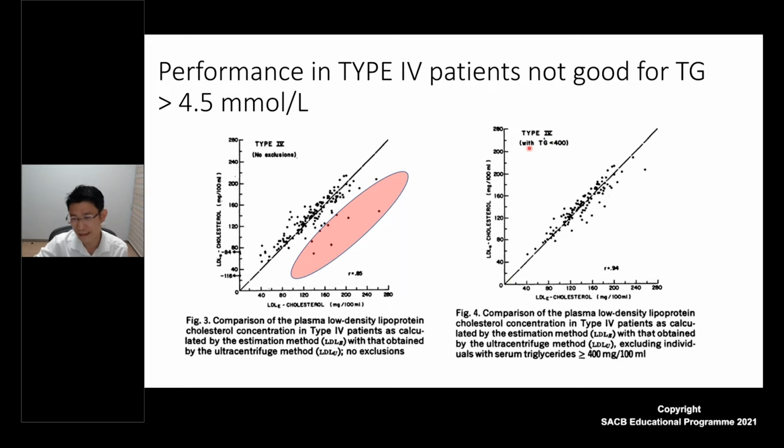This is in type 4 lipoprotein disorder. Type 4 is people with a lot of VLDL. So you can see TG less than 400, because they're using mg per deciliter units. Generally, because of what he found 50 years ago, with TG greater than 4.5 millimole the relationship doesn't work that well. Therefore, we follow him, and till now, if your TG is greater than 4.5, we are unable to report a calculated LDL cholesterol.